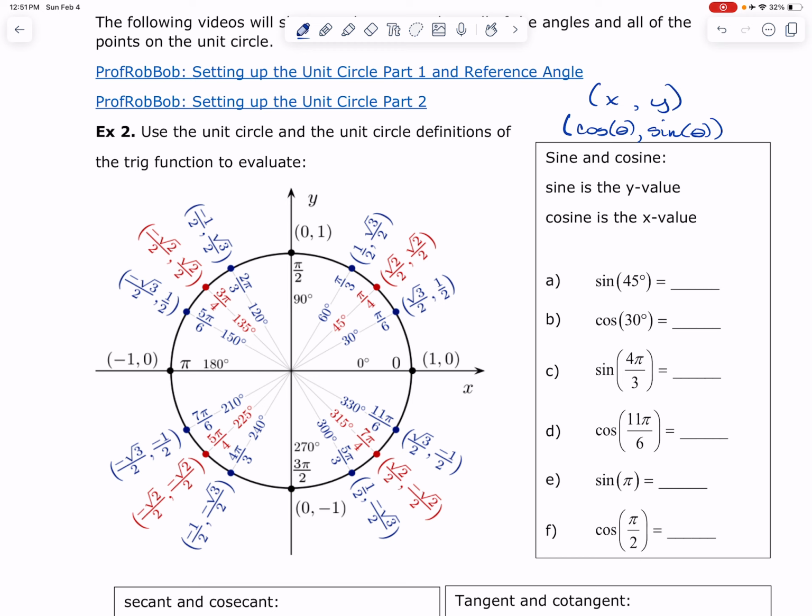So here, sine 45, I am going to find, here's my 45, pi over 4. My sine is the y value. So my sine of 45, my sine of pi over 4, is square root of 2 over 2.